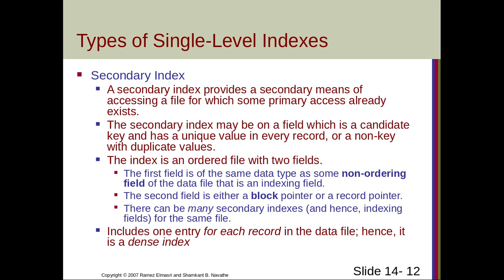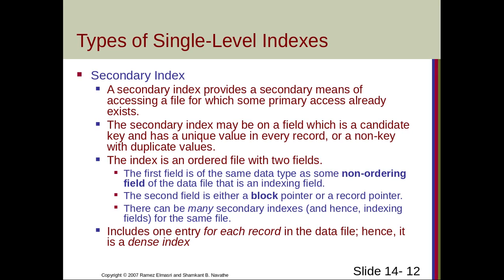A secondary index provides a secondary means of accessing a file for which some primary access already exists. A secondary index may be on a key field which is a candidate key and has a unique value in every record, or a non-key with duplicate values. An index is an ordered file with two fields. The first field is of the same data type as the non-ordering field of the data file, that is an index file. The second field is either a block pointer or a record pointer.